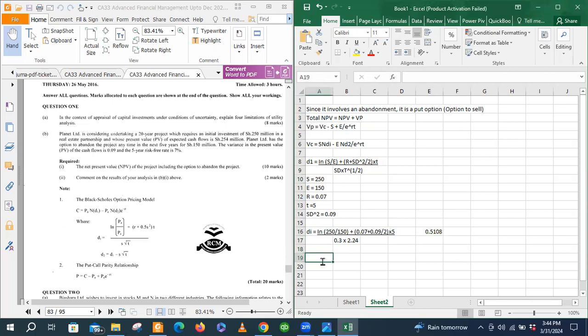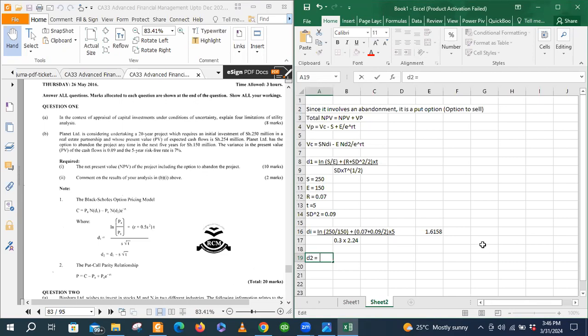Can we have the D2? No, that is not your answer. That is just the numerator, the ln only. Okay, get the answer then. 1.6158. Yes.